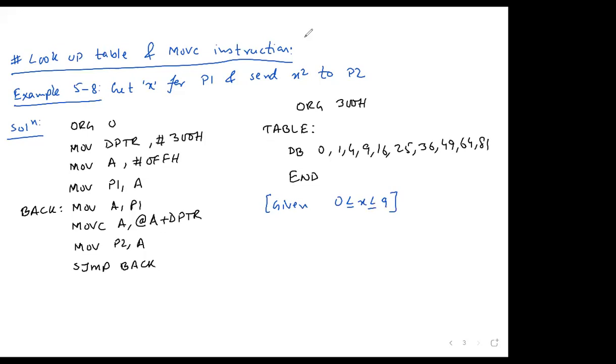So please look at the code. First of all, see the question. The question says get X from port 1 and send X squared to port 2. And the condition given is X will be from 0 to 9.